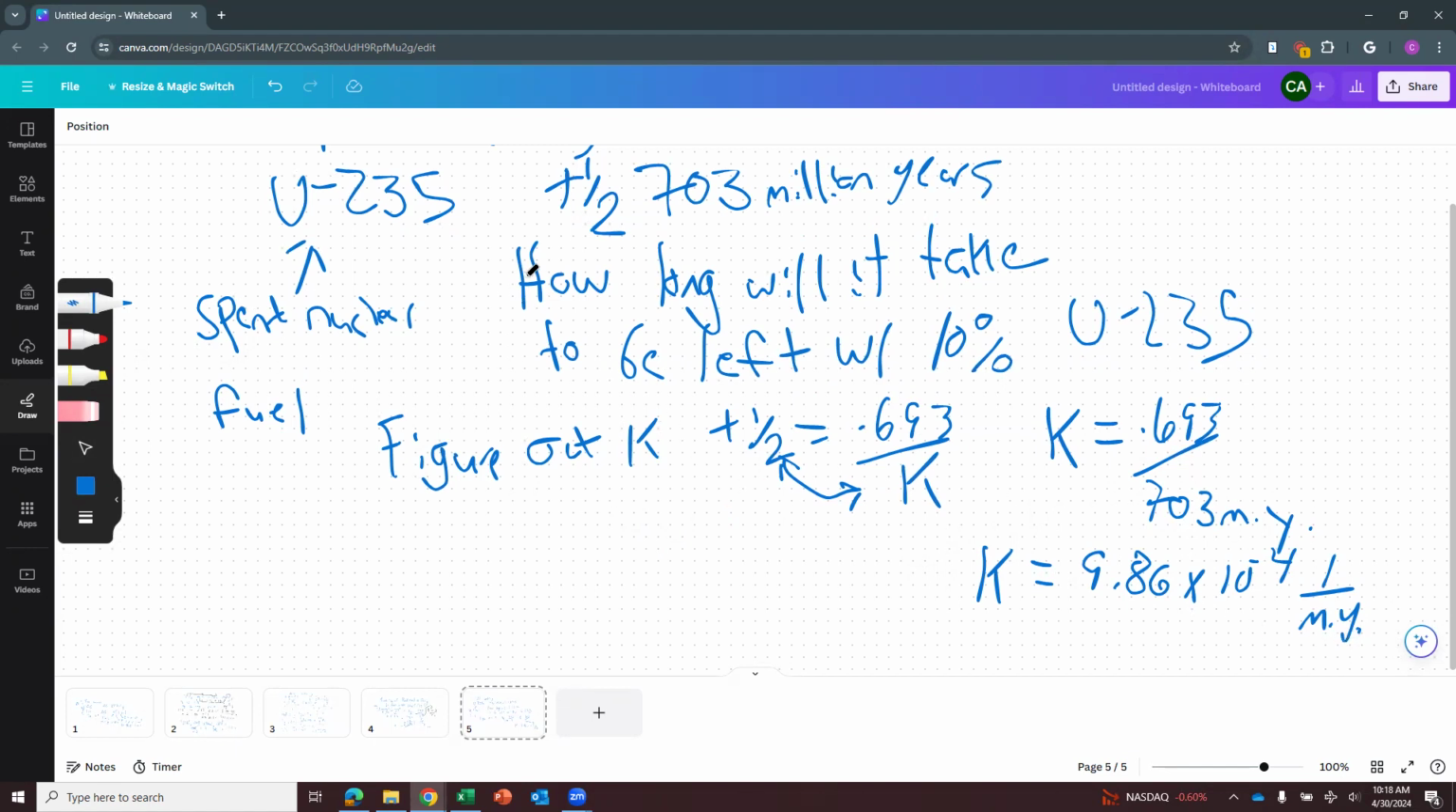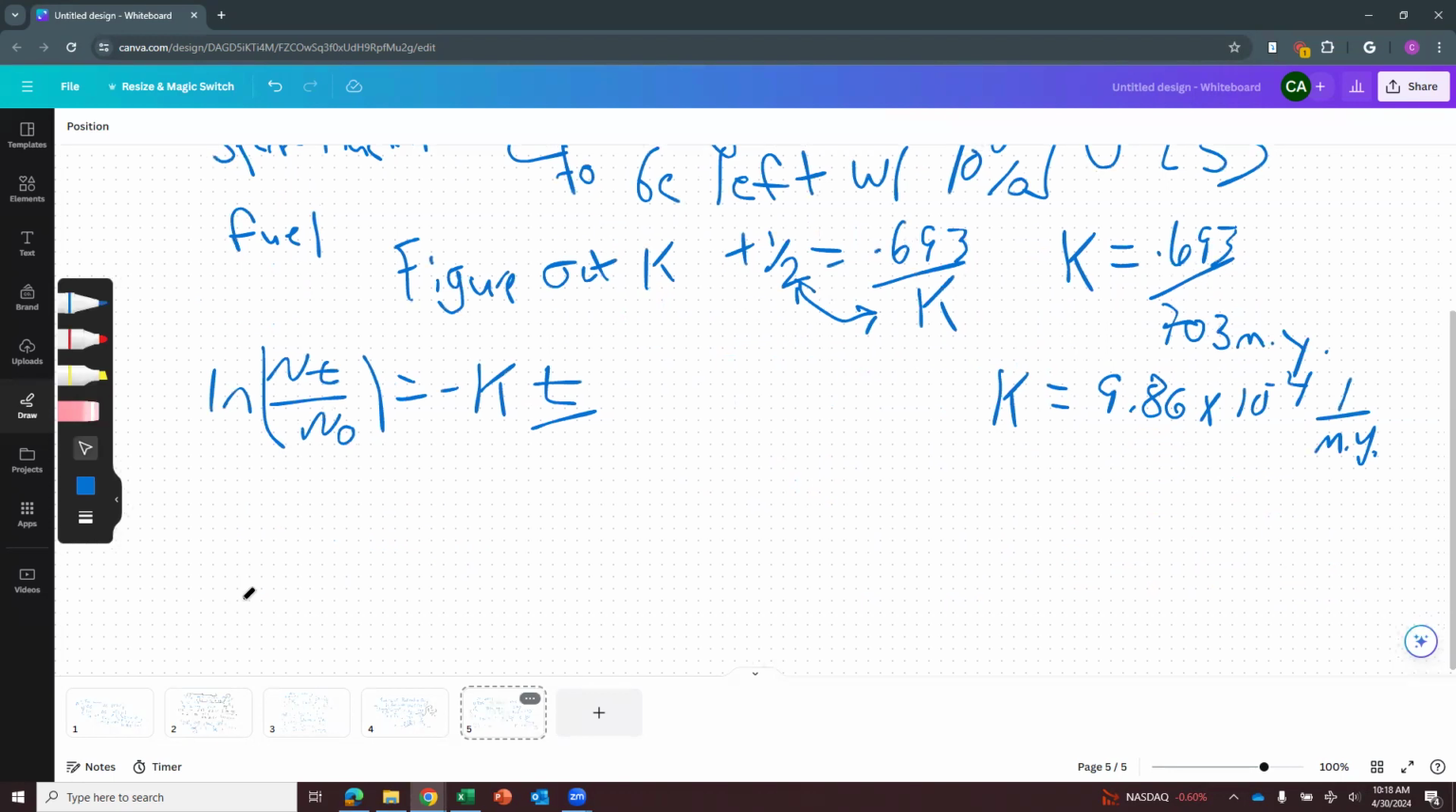And now we can actually answer the question, how long will it take? Remember, our equation is natural log of Nt divided by N0 equals minus Kt. And we're solving for t here. So for N0, we need to come up with an initial amount. And the thing about first order is it doesn't actually matter how much you start with. It will all go the same speed. So let's just say we start with 1 uranium. So if I start with 1, 10% of that is 0.1.